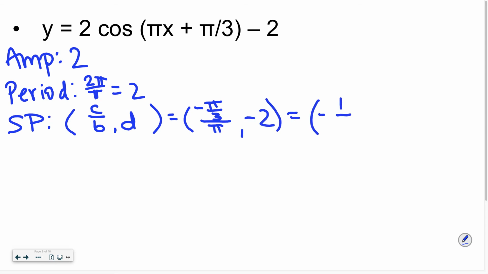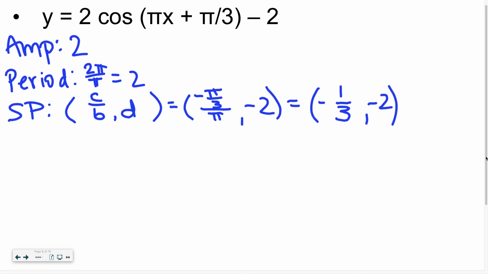So I would say that this does reduce to negative 1/3, negative 2. Okay? Because that's like multiplying by 1 over pi. So the pi's cancel out, but that 3 is still a denominator. Okay? Interesting. Did that kind of make you feel uncomfortable that all the pi's canceled out? A little bit? Okay.